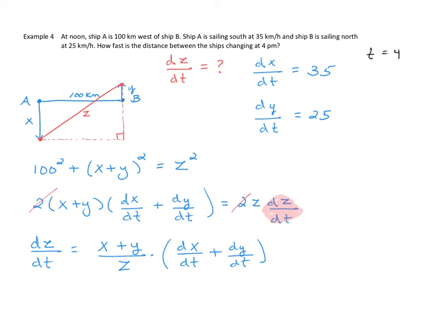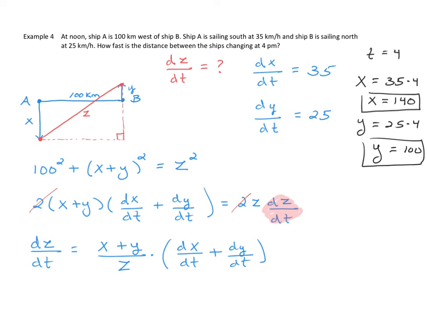So x is equal to 35 times 4, and y is equal to 25 times 4. So y is really 100, and x is equal to 140. Okay, so I now have x, I have y, but I still don't know z. But we have this equation over here, and we can put x and y into it to solve for z. So let's do that next.